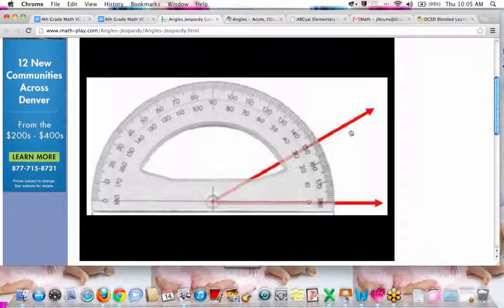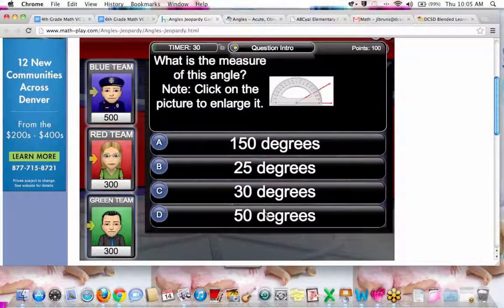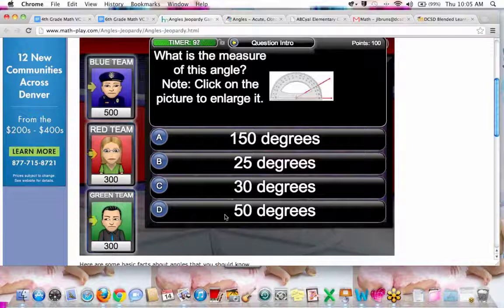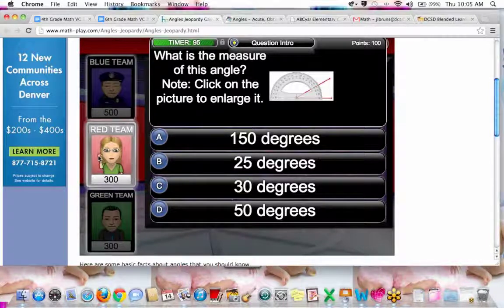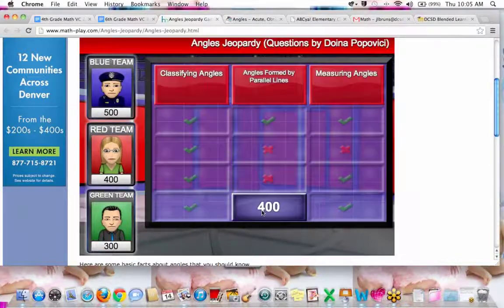So notice the red lines. There's two different ways to read it. Okay. And Ashley, which one is the best answer? 30 degrees, C. Okay. Very good. All right, last question.